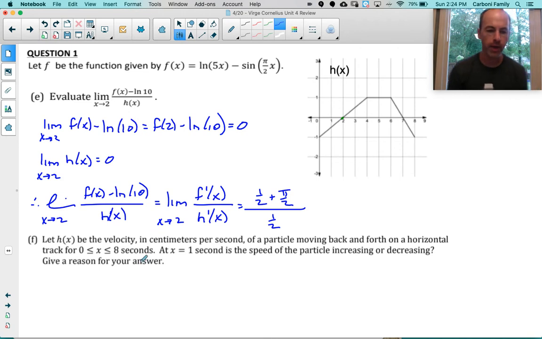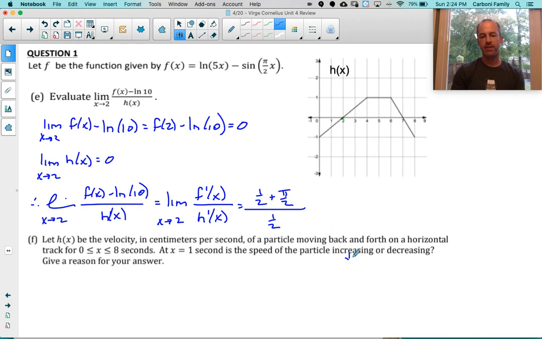All right, then last part of question 1. Let h be the velocity. So now we're looking at h in the context of particle motion. Units are centimeters per second. The particle is moving back and forth on a horizontal track for 8 seconds. At x equals 1, is the particle's speed increasing or decreasing?